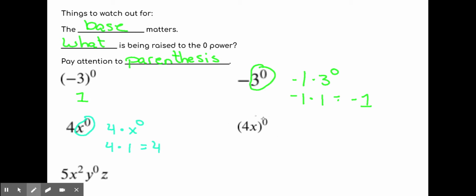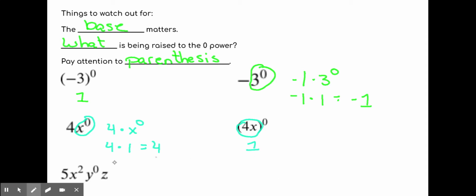Now look at this one. How is this expression different from the one we just did? It has parentheses, right? So this 0 belongs to the 4x. The whole thing is being raised to the zero power, so this equals 1.